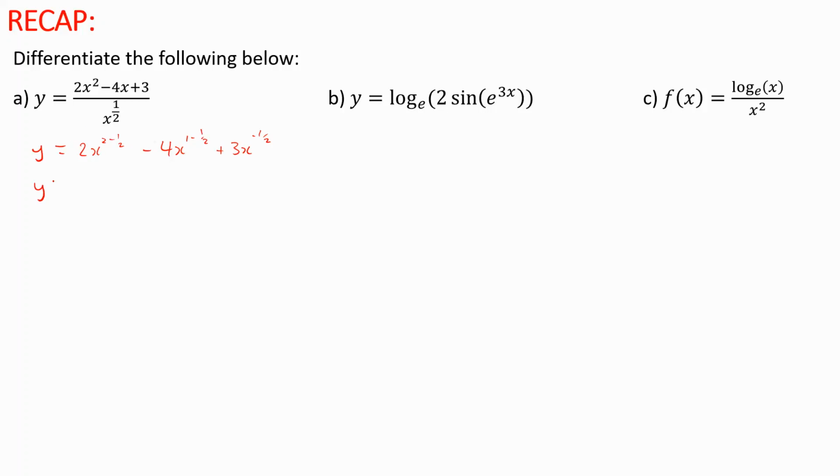So this is still y. I haven't differentiated anything yet. I just change that to 2x, and what is that? 1.5, so it becomes 3.5, or 3 over 2. And then that's 4x to the power of negative half. And then plus 3x to the negative half. No, that's not negative half, that's half. I thought that was strange.